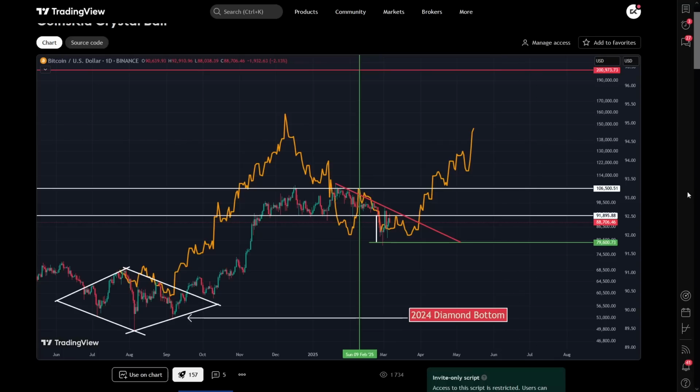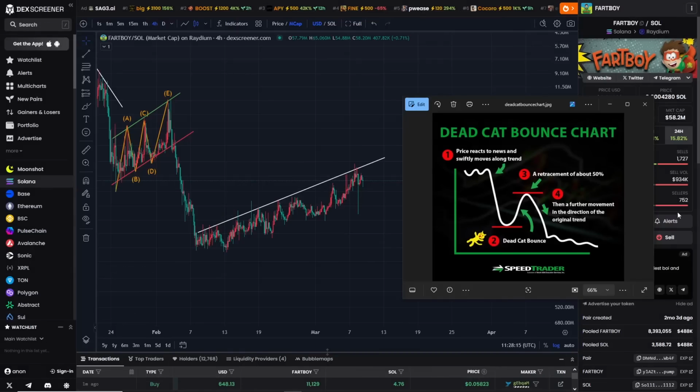Let me dive into Fartboy's chart right now, okay? Looking at the Fartboy chart invertedly, I think that this peak here could be this peak here. What we've done is dropped, which is basically this drop, and then this retracement has come up 50%. Right now we're looking to continue this trend. So we may have experienced a drop and a pullback and then a continuation of the trend, basically a dead cat bounce.